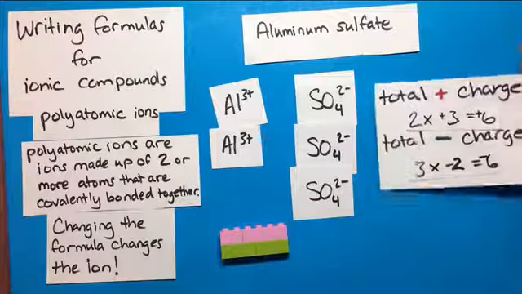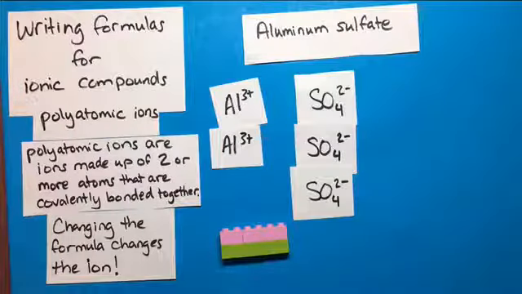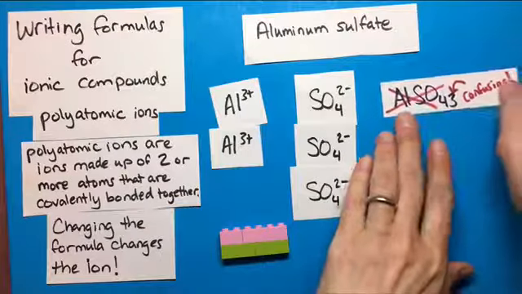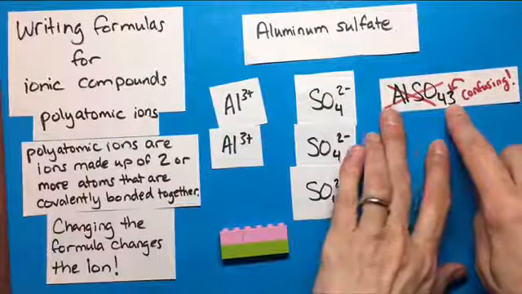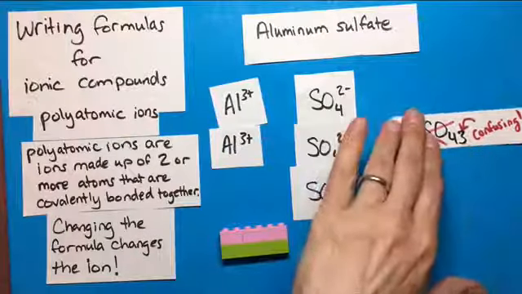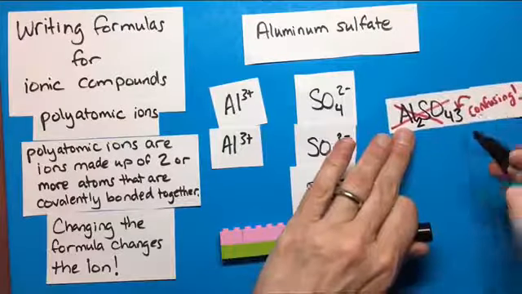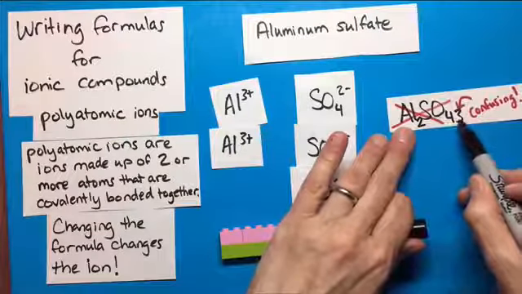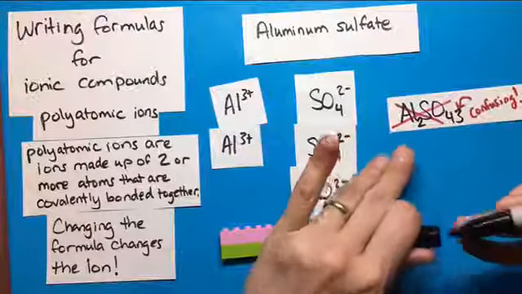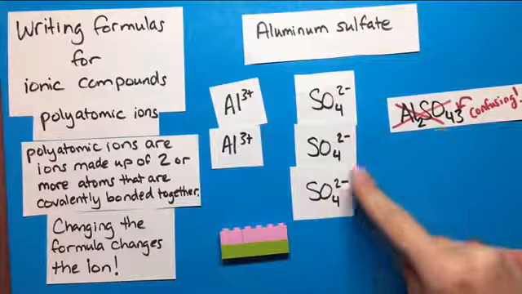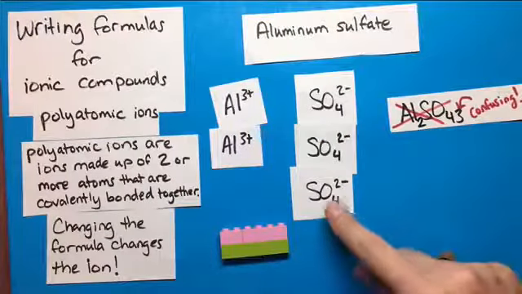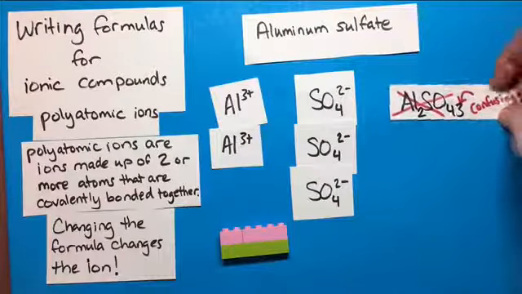So how do I go about writing the formula for this substance? Well, if I just follow the procedure we've done before, where I write a 3 as a subscript next to the ion, it looks like I actually have 43 oxygens. That's confusing, so we can't just put a 3 subscript next to the SO4, the sulfate ion.